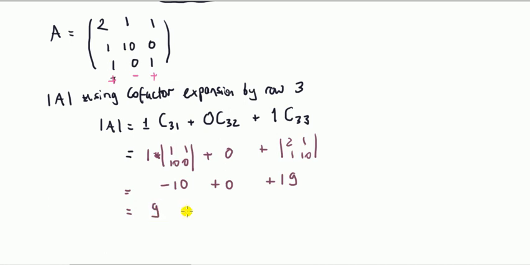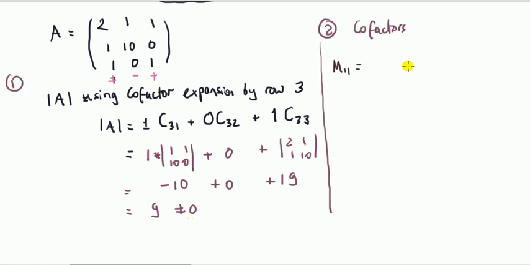That's equal to 9. The determinant does not equal 0, and that means that the inverse exists. Remember that rule? The inverse exists if and only if the determinant of this matrix is not 0. If it was 0 here, we would just stop and know that there's no unique solution for our problem. Next we want to find the cofactors.